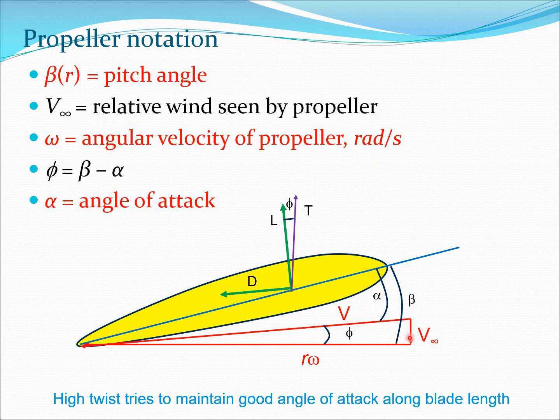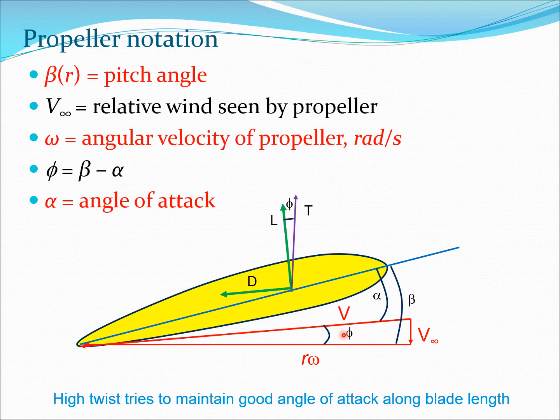Now the result of this V infinity and R omega is that you have a resultant velocity V which acts in this direction, and this velocity V is at an angle phi with respect to the horizontal here. Now there are two more angles here. There is beta, which is the pitch angle, that's between the horizontal and the chord line, and there is also the angle of attack alpha, which is given by the angle between the resultant velocity V and the chord line. So we can very easily write from geometry that phi is equal to beta minus alpha.